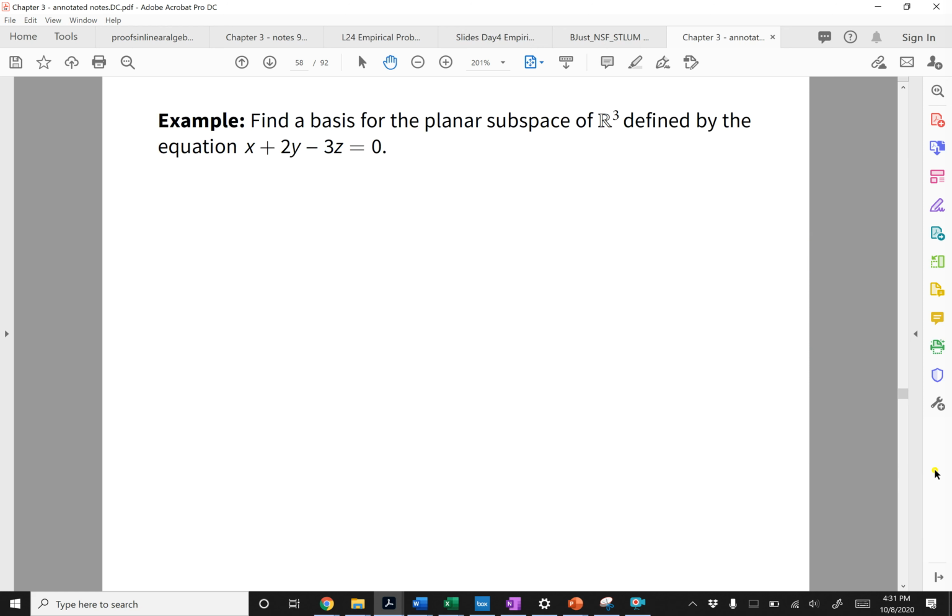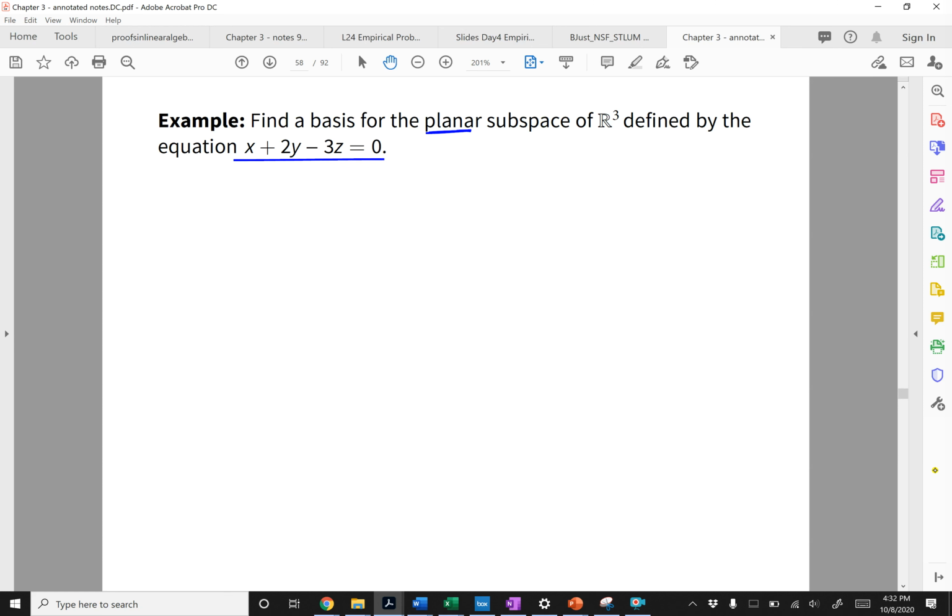Find a basis for the planar subspace of R3 defined by the equation. Well, it's a planar subspace, so we think we'll probably need 2. And we do. It has dimension 2, although we haven't technically defined dimension yet. From our experience, it seems like we'll need 2. As long as we pick 2 linearly independent vectors that are in this plane, that's all we need.